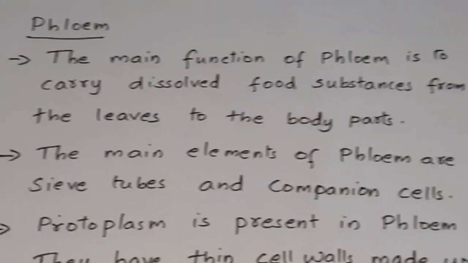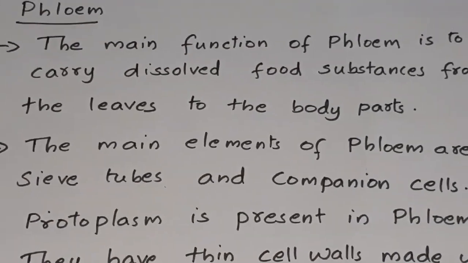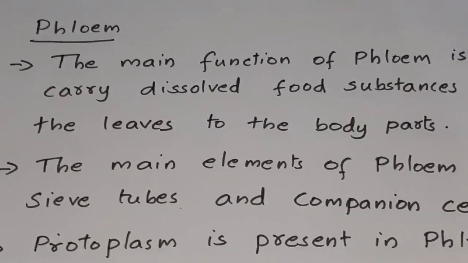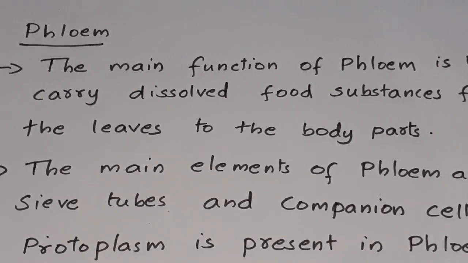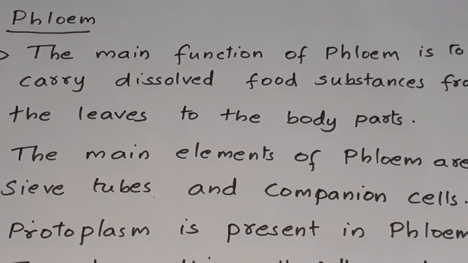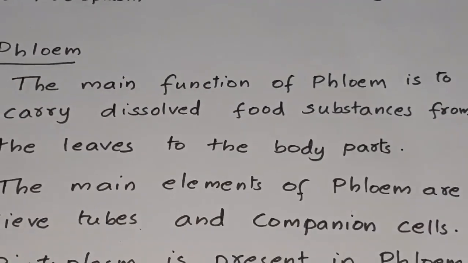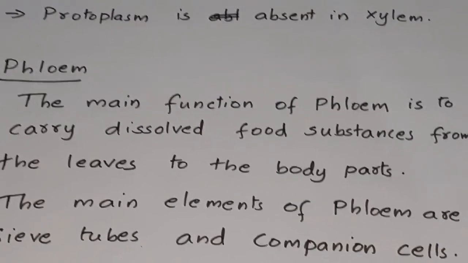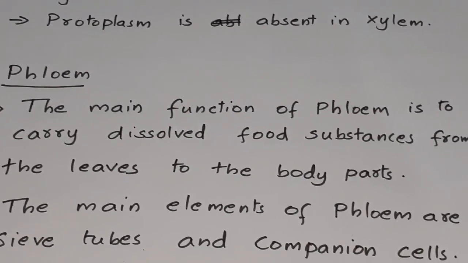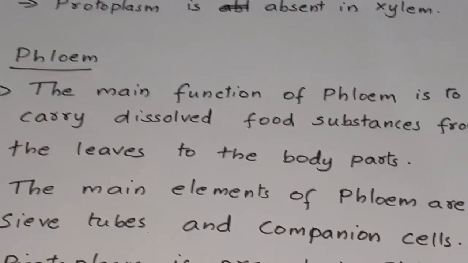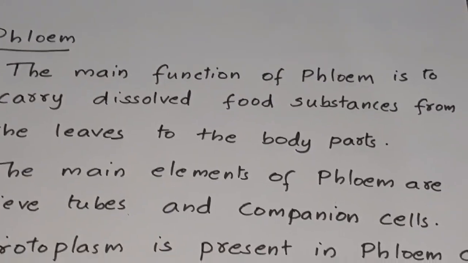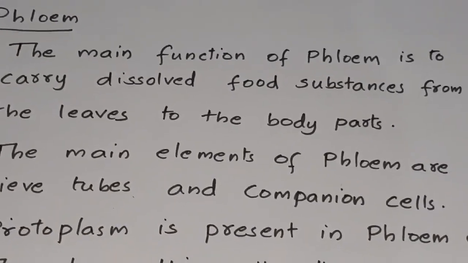So all of this gets transported by another pipe. Another tissue is transporting this dissolved food, and it is called phloem. The first main function: xylem is transporting water from where to where? From roots to leaves. Phloem is transporting dissolved food from leaves to different body parts. Keep in mind.